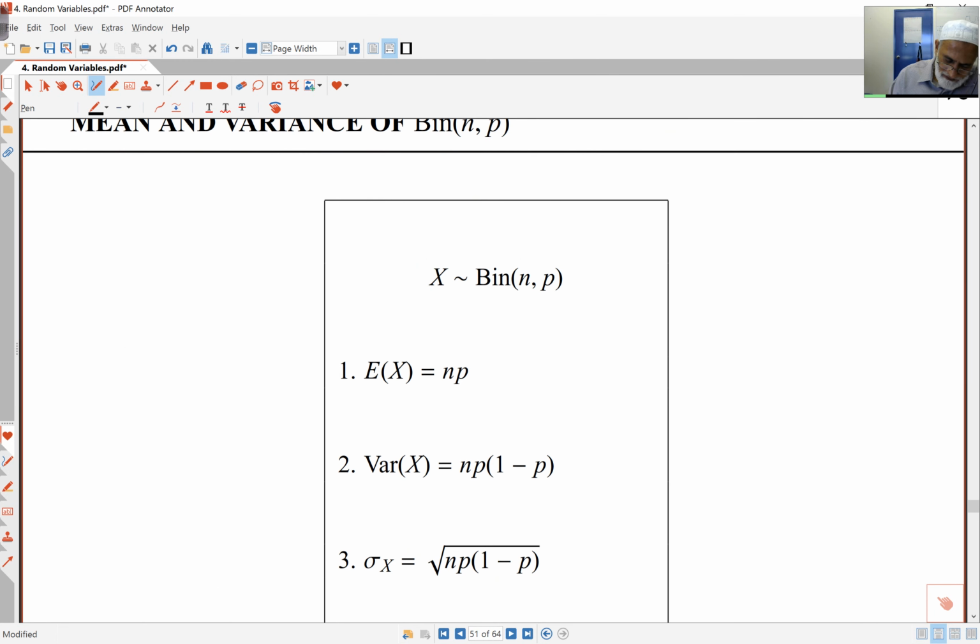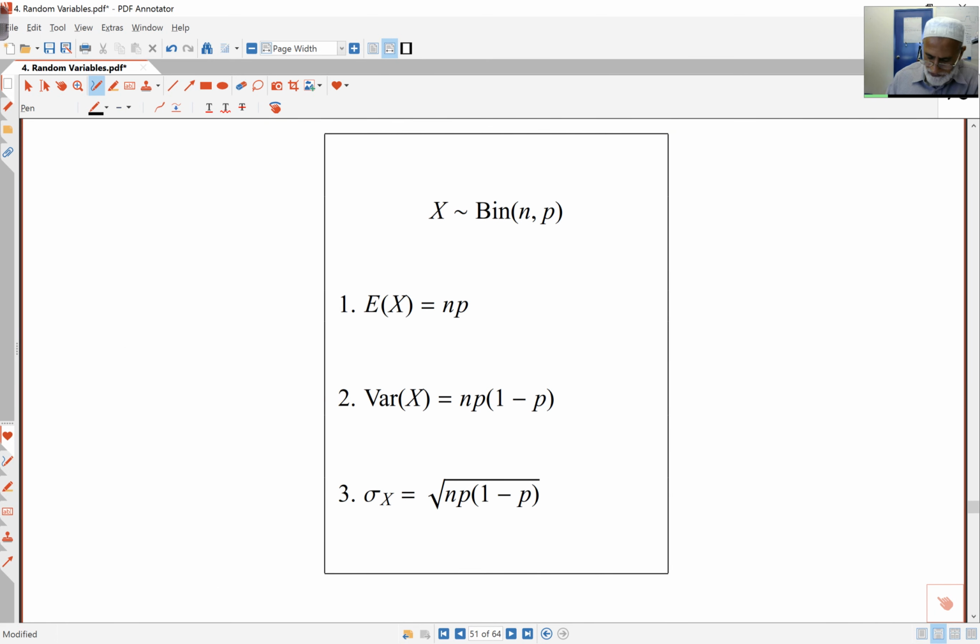Now, the mean and variance of a binomial, I just alluded to that a while ago. The mean is np. That makes sense. If I toss a coin 10 times, probability of heads is a half. I expect half of them to be heads. That means 5, np. The variance is n times p times 1 take p. And so the standard deviation is its square root.